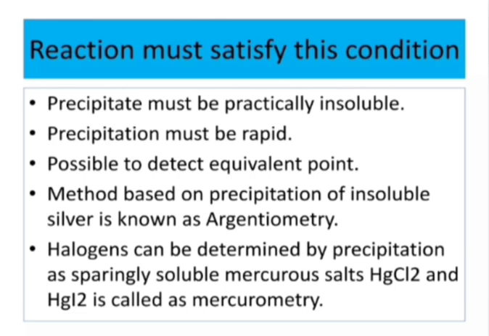Methods based on precipitation of insoluble silver salts are known as argentometry. Halogens can be detected by precipitation as sparingly soluble mercury salts, mercurous chloride and mercuric iodide, which is called mercurometry.